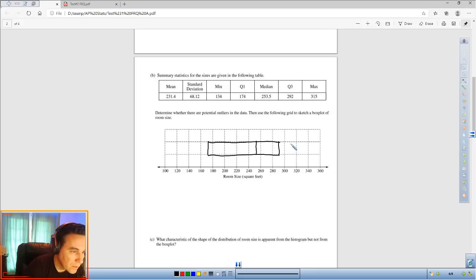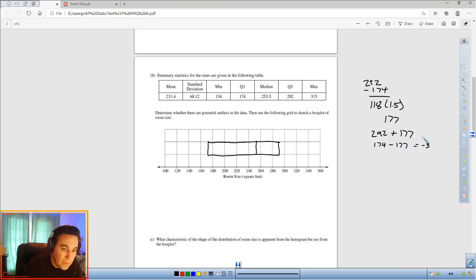Now wait a sec. They said check for outliers. So they were giving me a clue. So 292 minus 174. Did they already give me the IQR? I thought maybe they gave me the IQR. They didn't. 292 minus 174. Yeah, I can't subtract in my head. Is 118 times 1.5. We have 177. Okay, so it's going to be 292 Q3 plus 177 and 174 minus 177. So that one's -3. That's the lower fence.